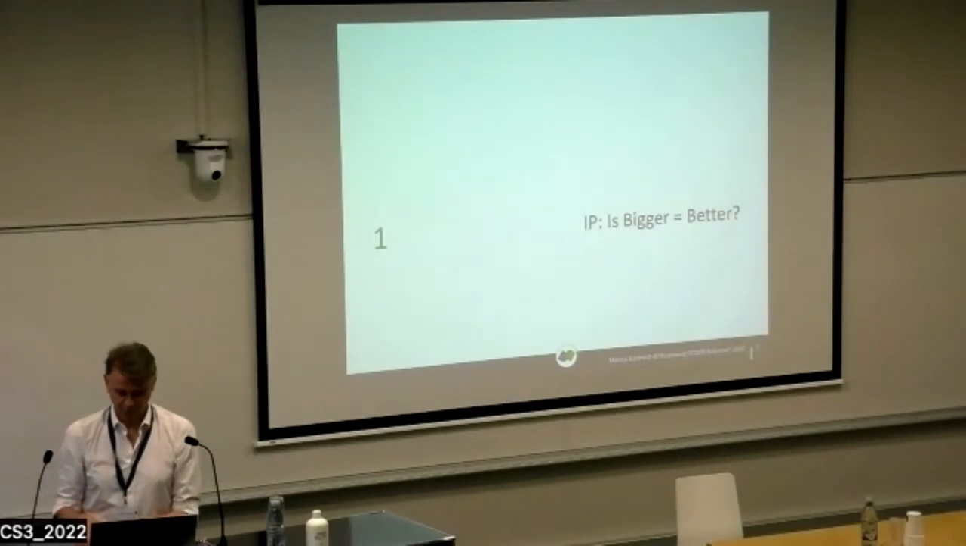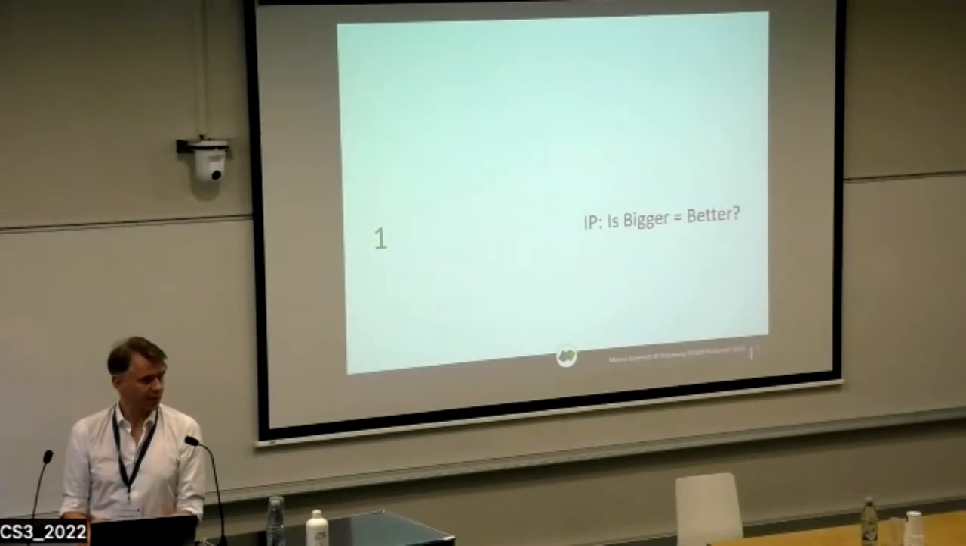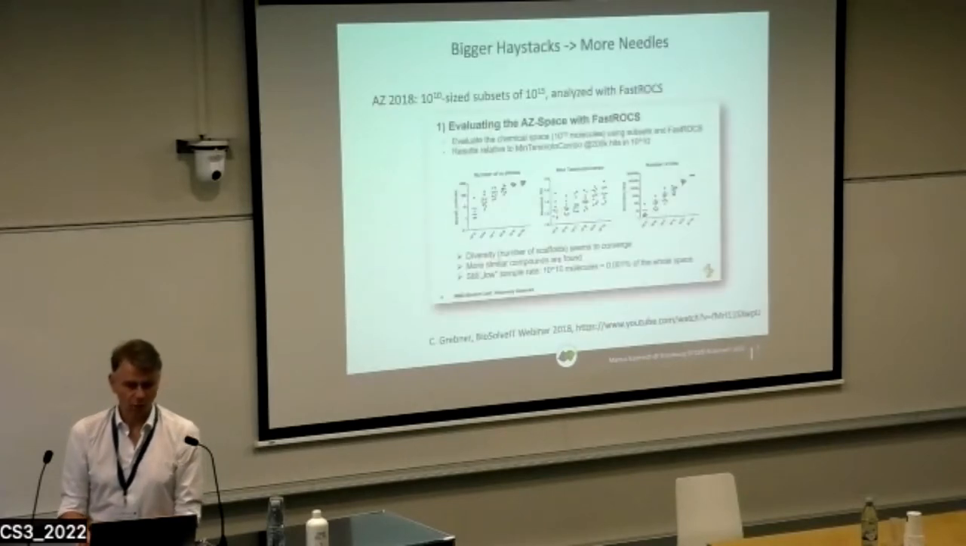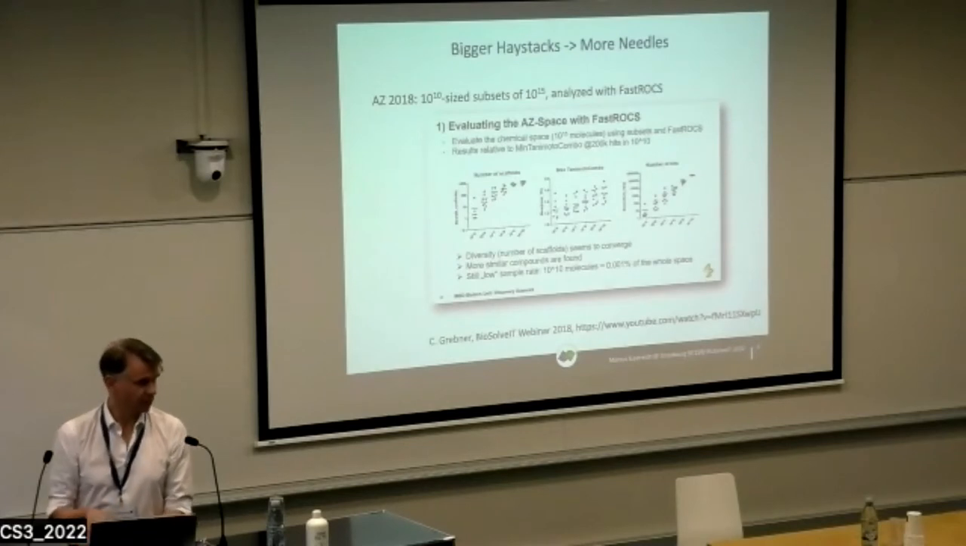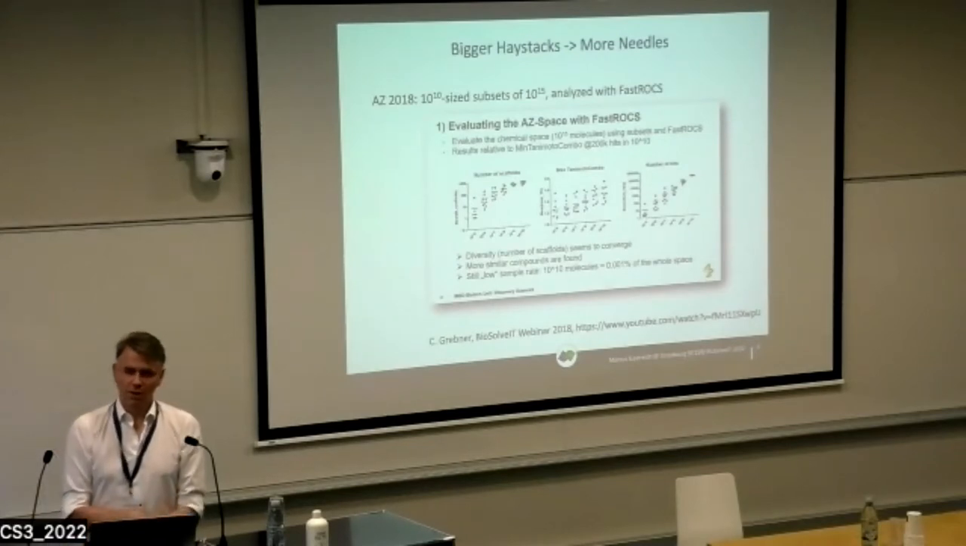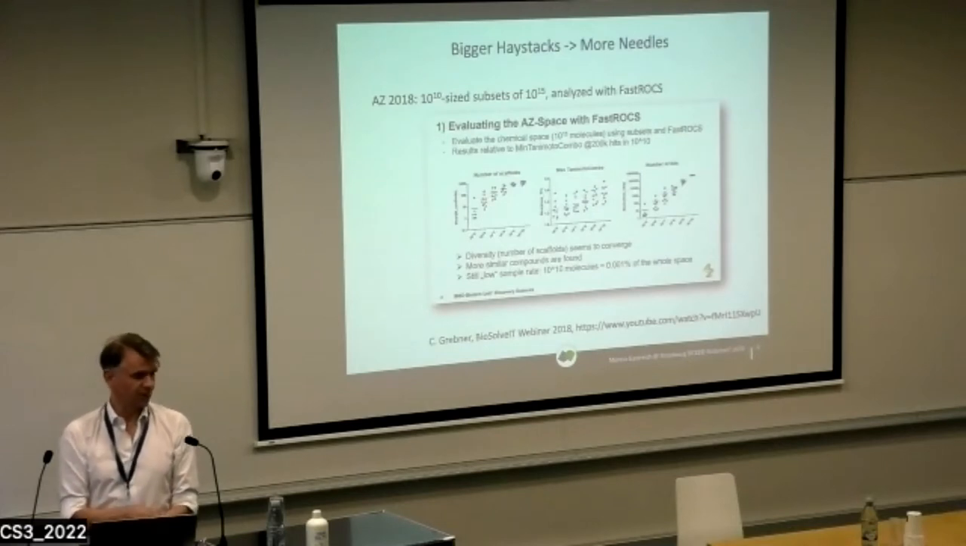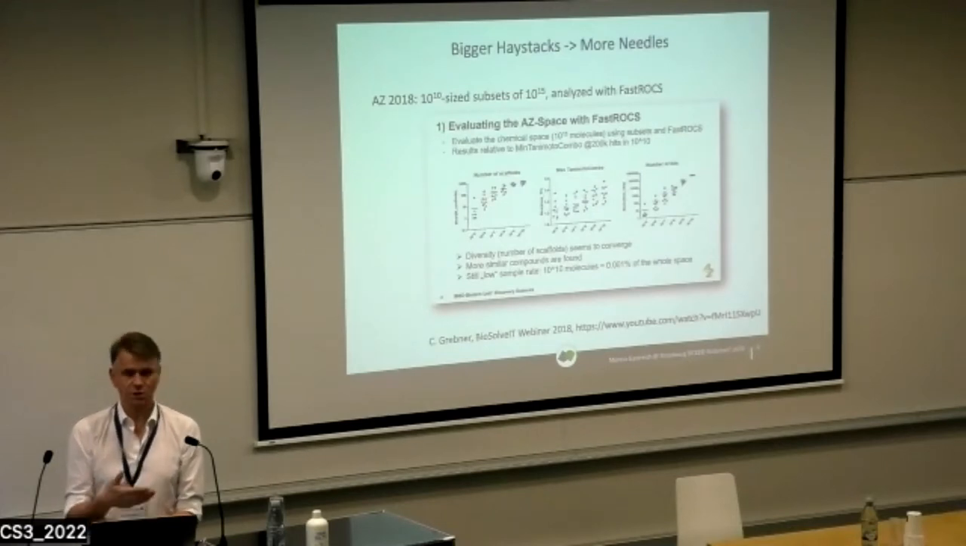So the first question out of three regarding the IP: is a bigger chemical space better than a small chemical space? We don't know yet, but there are several hints on that. If you imagine this being a haystack, then you would ask, if I increase the haystack, will I also increase the probability of finding more actives? Everything that we see so far and read so far points to that fact.